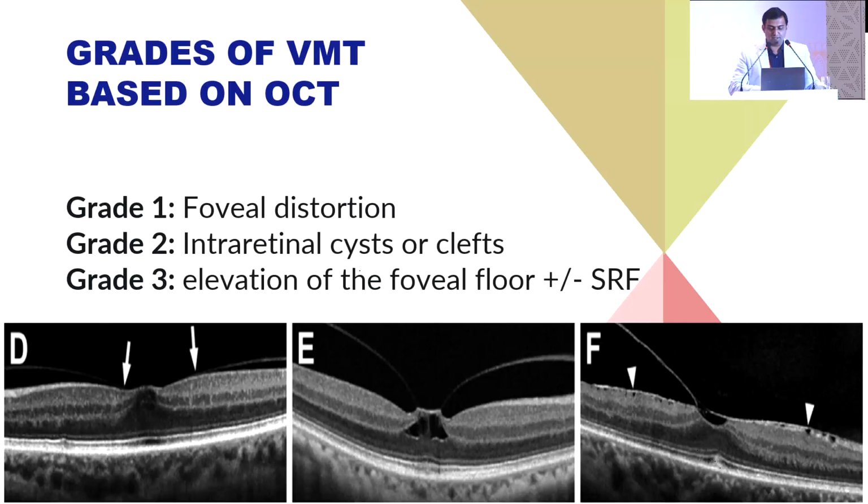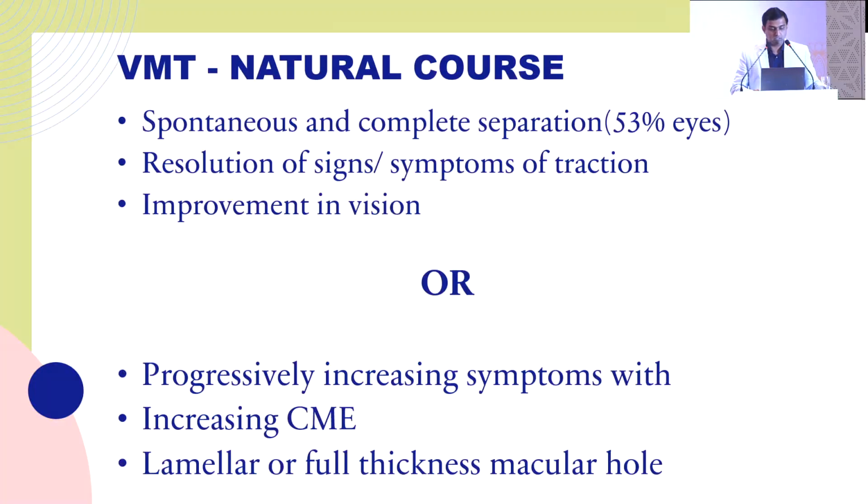In focal VMT, you can see here the focal is with the intrafoveal pseudocyst-like appearance. And in the F, we can see the area of attachment is more than 1500 microns and is associated with distortion of the foveal surface and elevation of the foveal floor. Now, what is the natural course?